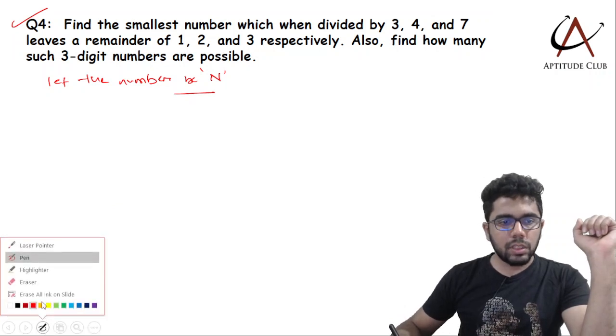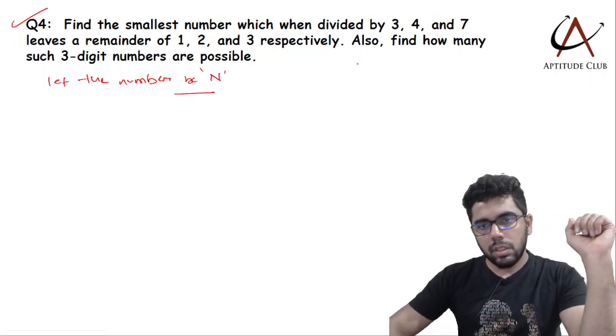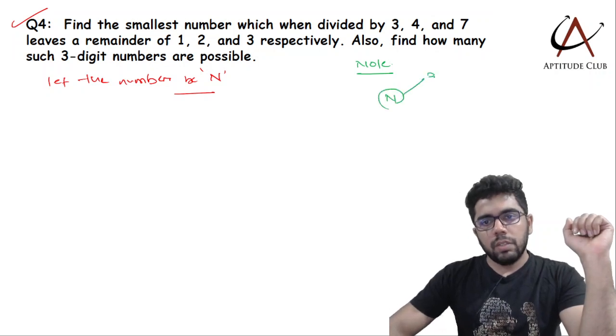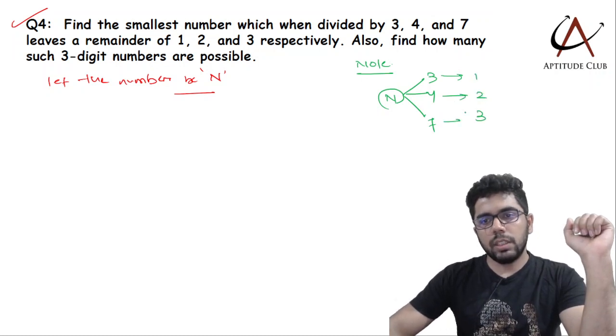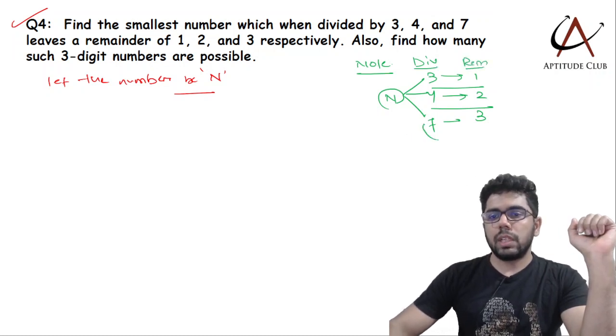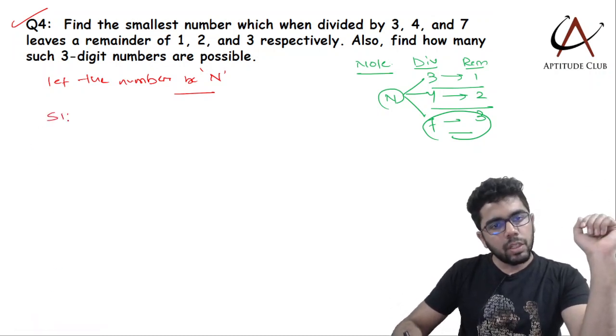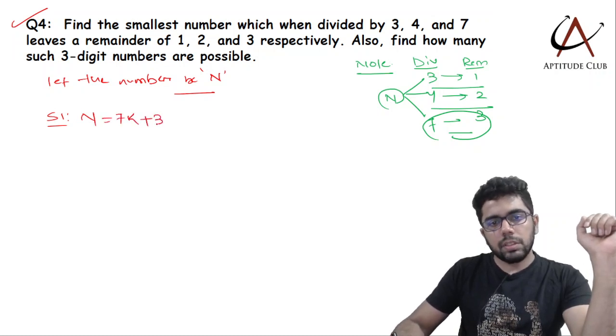Now n has got 3 properties here. When divided by 3, 4 and 7, the remainders are 1, 2 and 3 respectively. These are your divisors and these are your remainders. We'll start with the highest divisor. That n when divided by 7, the remainder should be 3. Step 1, n should be of the form 7k plus 3.